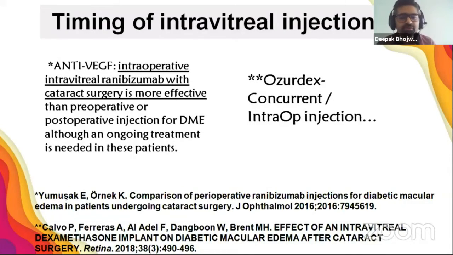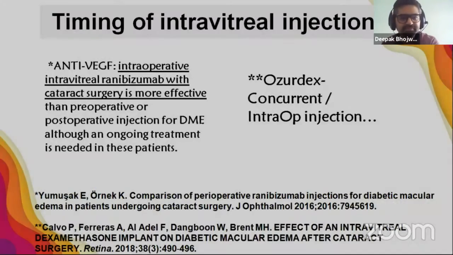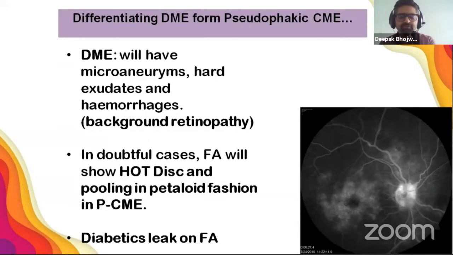So timing: when do you plan intravitreal injection in a diabetic patient who is planning cataract surgery? Recent reports have told that the best timing is intraoperative, concurrent injection, let it be anti-VEGF or a steroid implant. It's very important, whenever a patient with diabetic retinopathy comes, to distinguish it from pseudophakic CME. Pseudophakic CME has a very good prognosis and is a self-limiting disease compared to DME, where you have a background retinopathy.